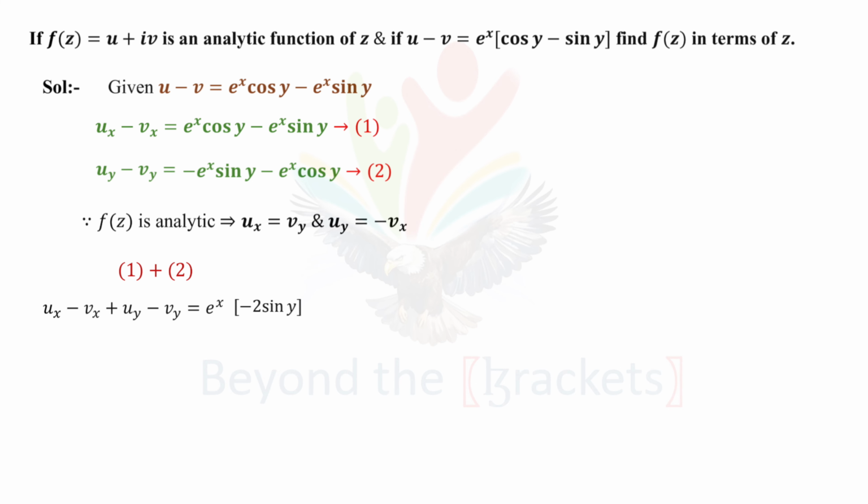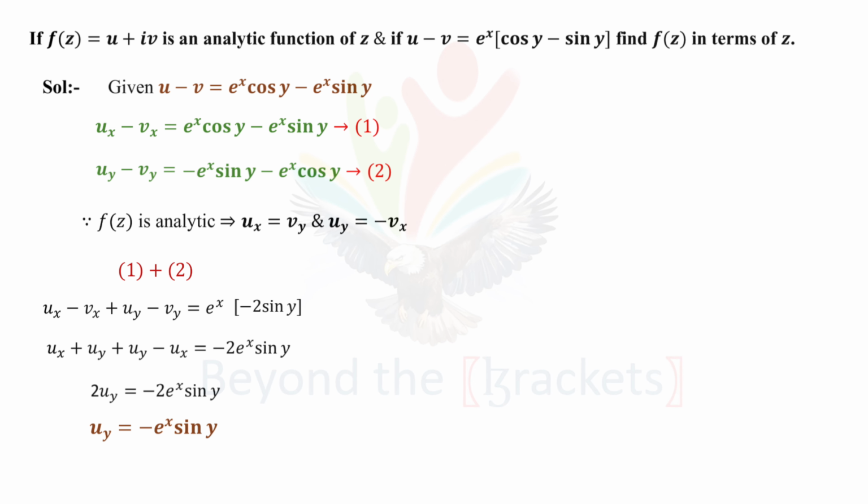Since f of z is analytic and it satisfies the CR equations, on the left hand side minus Vx can be replaced with Uy and minus Vy can be replaced with minus Ux. So plus Ux and minus Ux cancels out and we are left with 2Uy is equal to minus 2 e power x sin y, where 2 cancels out both the sides and the answer is Uy is equal to minus e power x sin y.